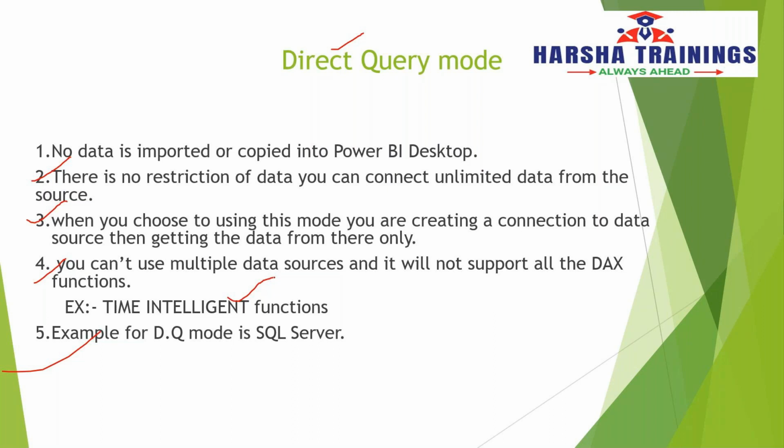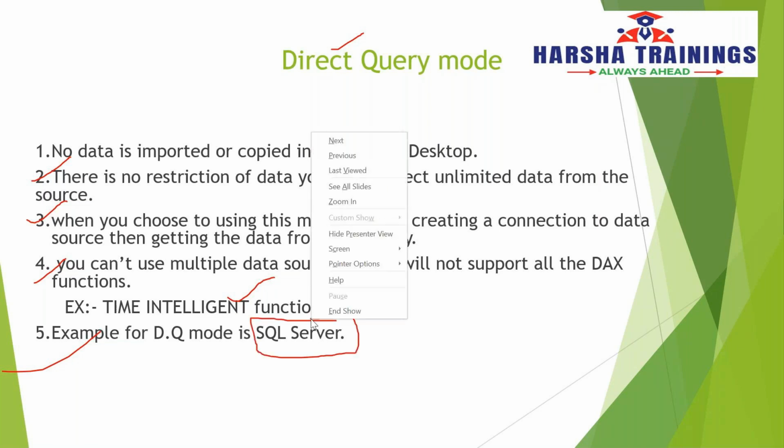Every connectivity mode is used, but direct query mode is for unlimited data. So you cannot use multiple data sources, and it will not support all the DAX functions. An example of direct query mode is SQL Server, which is a database. Clear, everyone? Up to here everyone is clear, right?